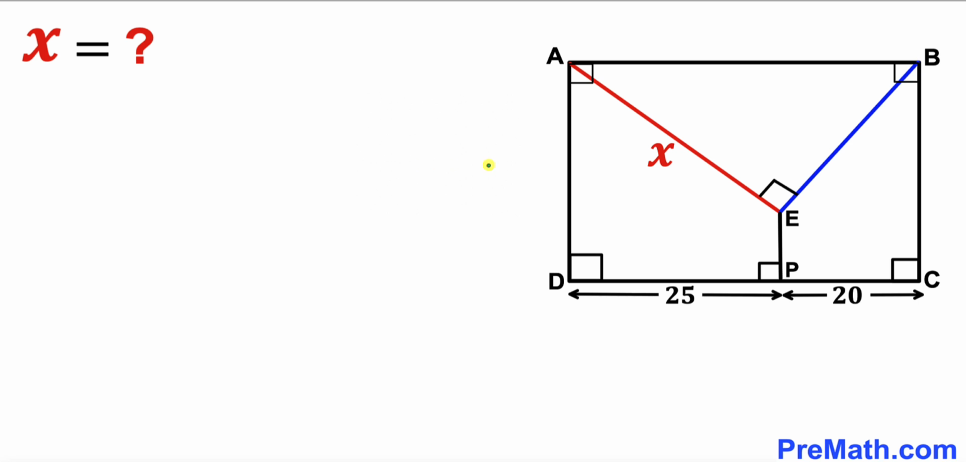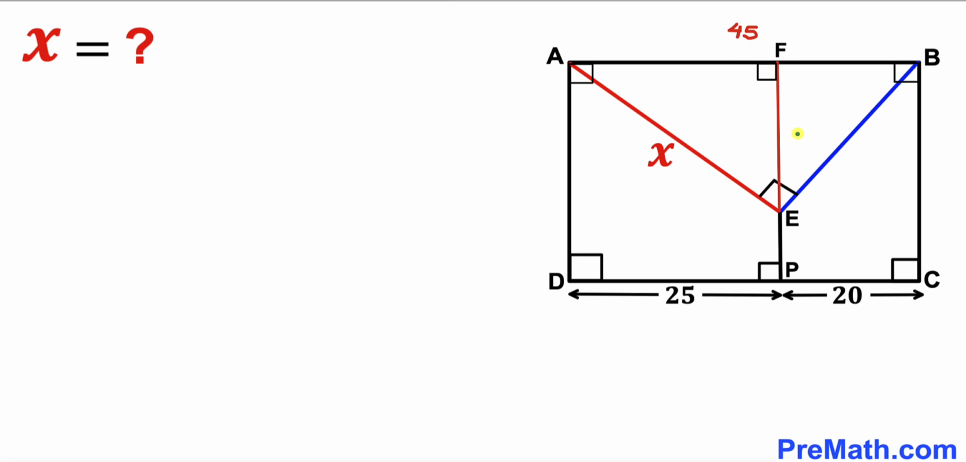Here's our very first step. Since we are dealing with this rectangle ABCD, this side length CD is equal to this side length AB. Let's make an observation. This CD length is the sum of these two individual lengths, 25 plus 20, which makes 45 units. So our side length AB is 45 units as well.